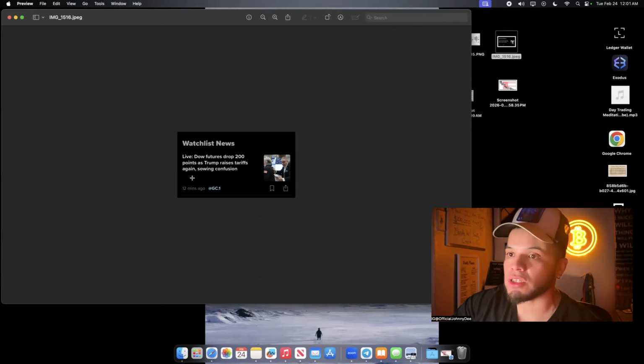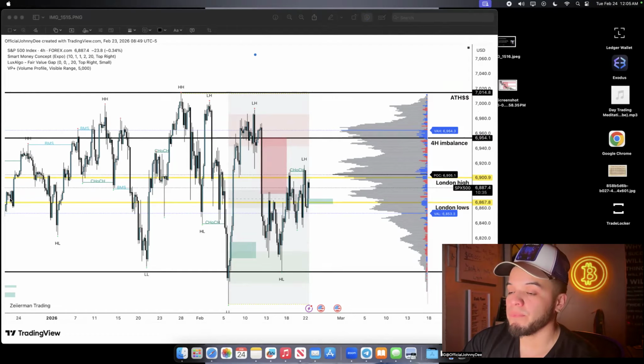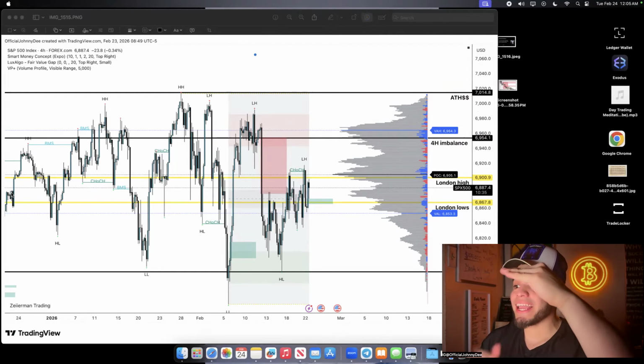So obviously, I had my London high marked up here. I had my London low marked up here. So this was giving me an area where I was going to box price in so I can essentially identify my supply and my demand zone.